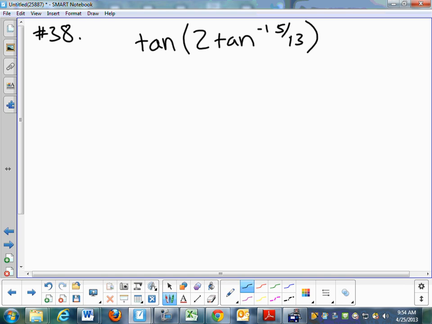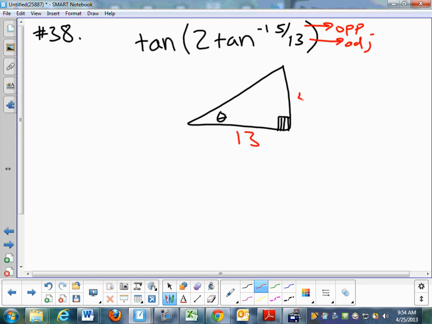Okay. Sure. So it's the same type of process. I make my triangle. I have theta. And 5 is the opposite. 13 is the adjacent. How do I figure out the hypotenuse? Pythagoras. Square root of 194. Is that right? Colin says yes. Colin's pretty smart.